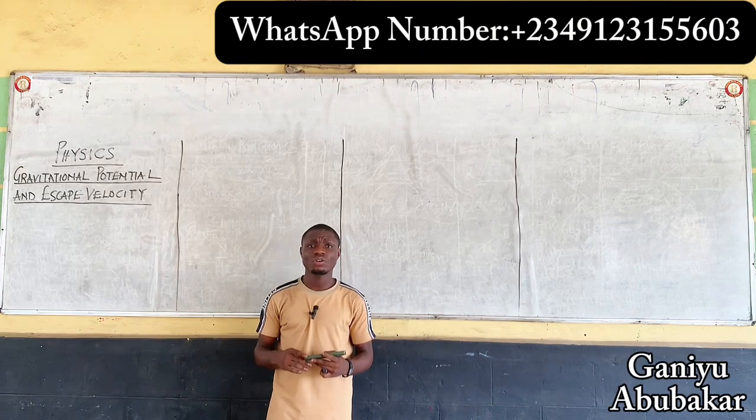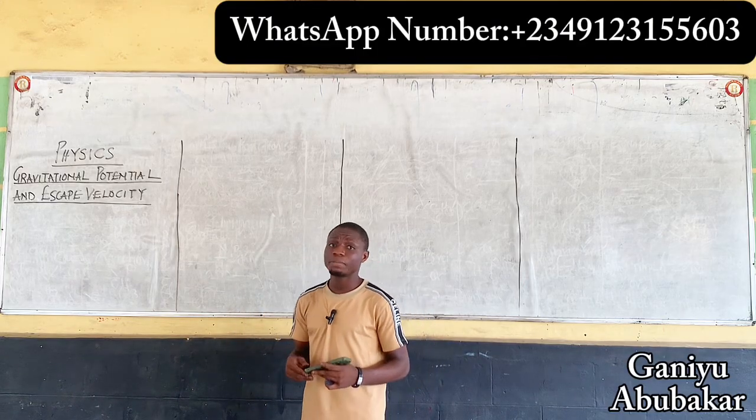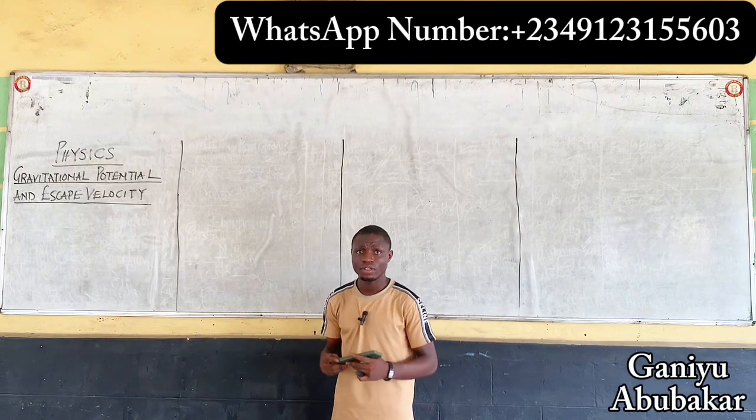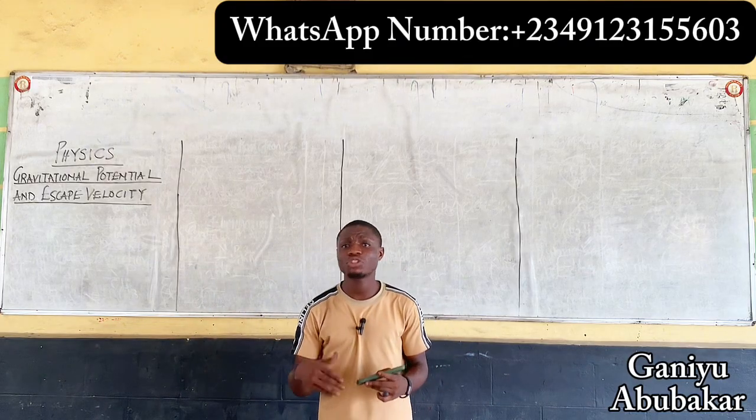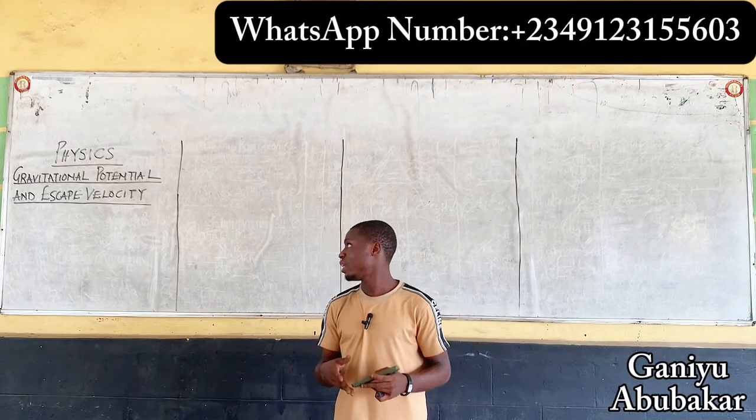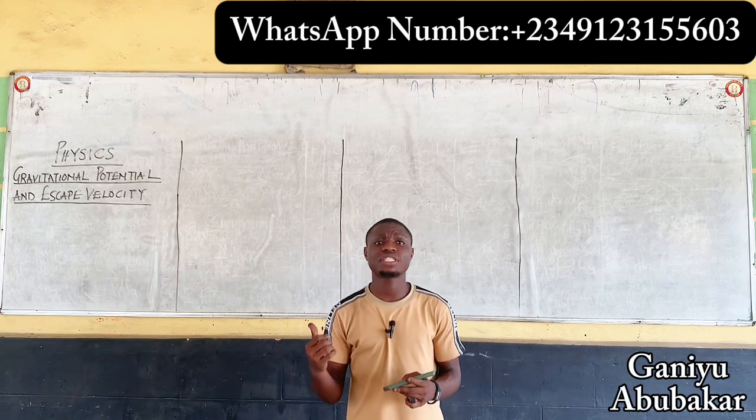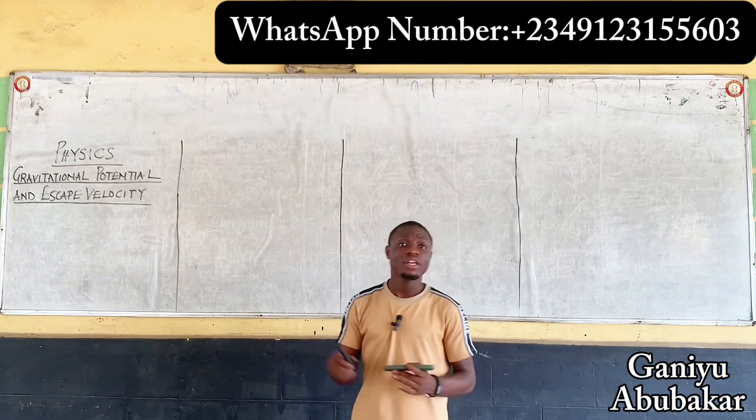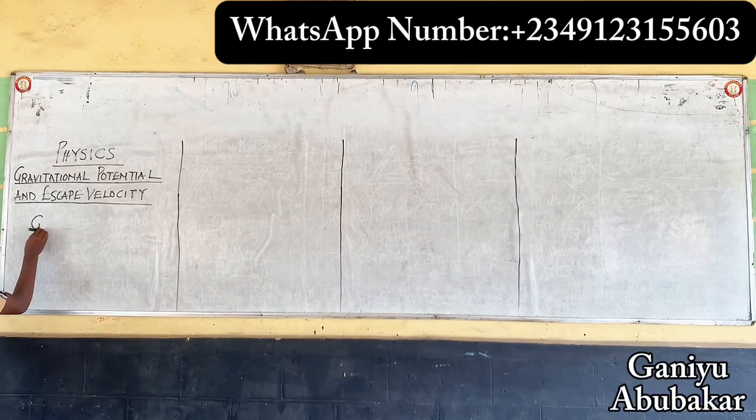Let's look at the study of gravitational potential and escape velocity. So in this topic, there are two terms. The first one is called gravitational potential and the second one is called escape velocity. We'll look at these two concepts one after the other. Let's start with the first one, gravitational potential.